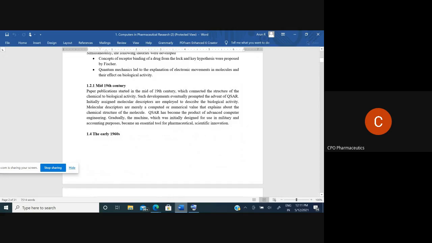Now let's see how it happens from there. Okay, so in the 1940s, this was the basic idea. After that, people started vigorously working on this hypothesis, and they got enormous information. Then around the mid-1950s, say 1950 or 1955, people started working on the QSAR model, the quantitative structure activity relationship.